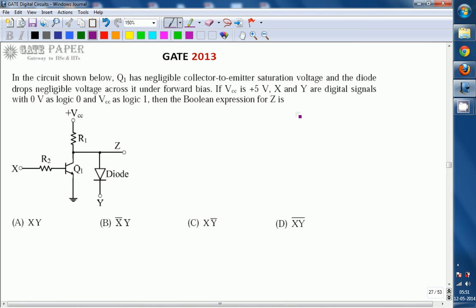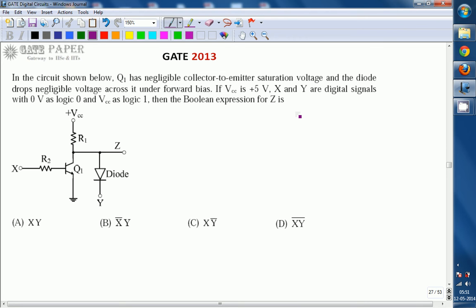Hello, we are discussing the GATE 2013 ECE paper, and this question is related to digital circuits. In the circuit shown below, Q1 has negligible collector to emitter saturation voltage and the diode drops negligible voltage across it under forward bias.